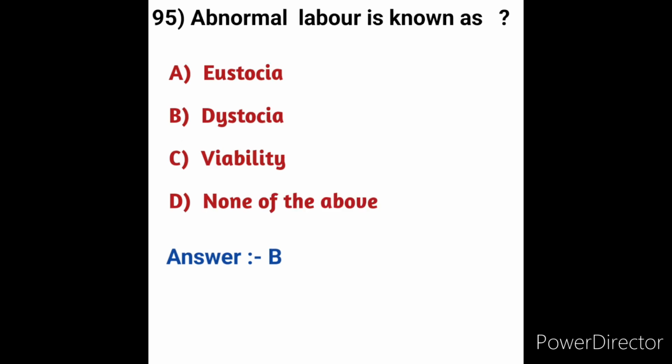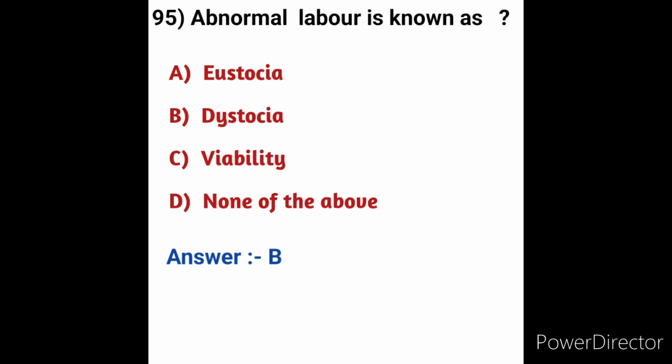Abnormal labor is known as. What is abnormal labor? We will see the options here. Option A, eutocia. Option B, dystocia. Option C, viability. And option D, none of the above. What is abnormal labor? Any deviation from normal labor is called abnormal labor or dystocia. Option B is the correct answer here.